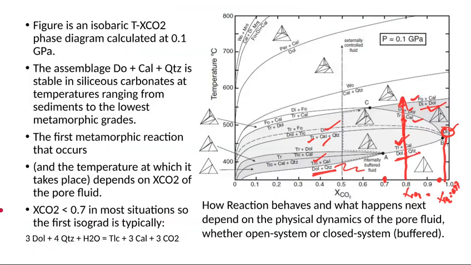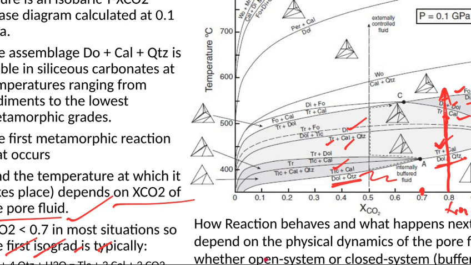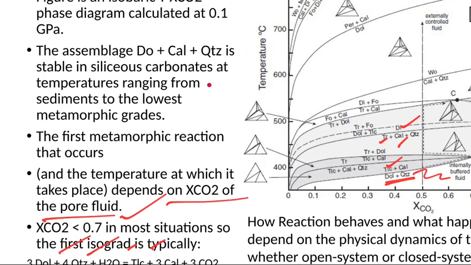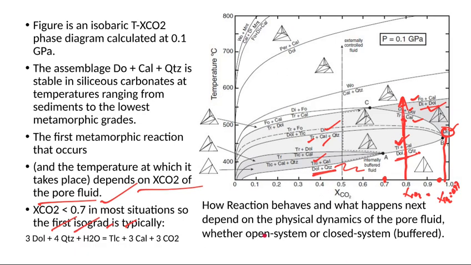So, metamorphism of calcareous rocks. The assemblage dolomite, calcite, quartz is stable in siliceous carbonate. The first metamorphic reaction that occurs, and the temperature at which it takes place, depends on the xCO2 of the pore fluid. With xCO2 less than 0.7, in most situations the first isograd is typically dolomite plus quartz plus H2O giving talc plus calcite plus CO2.